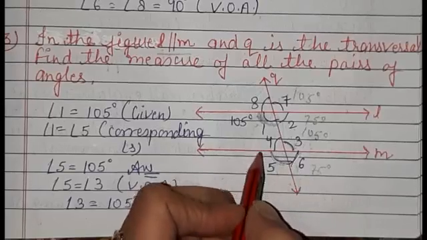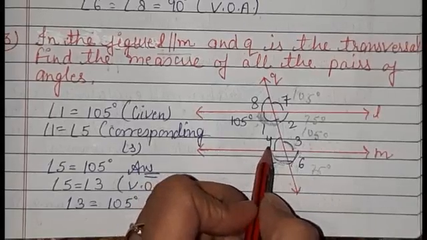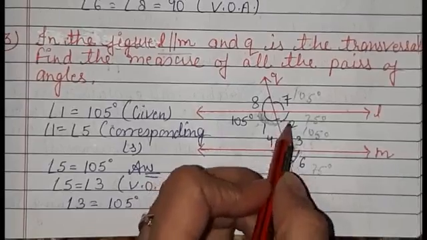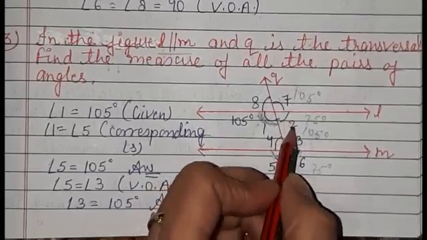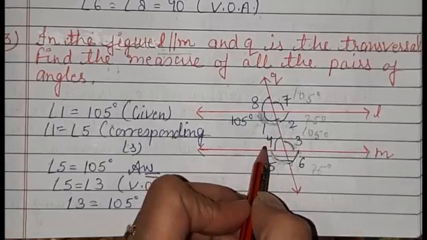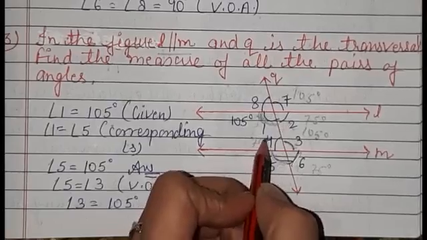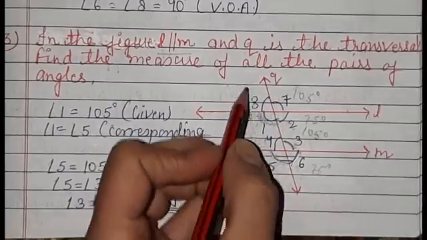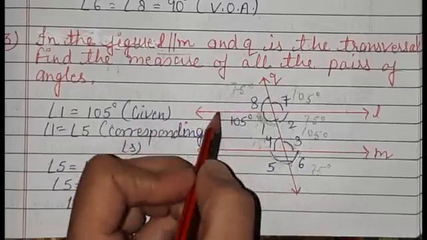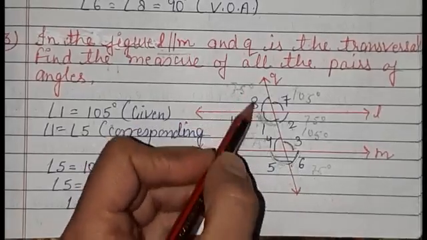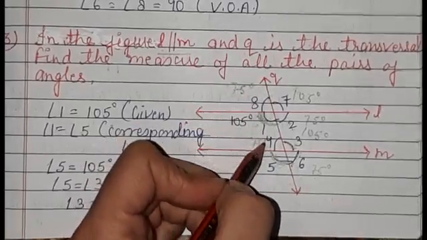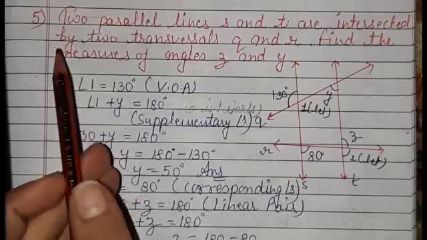Right? So angle 4 we can calculate by taking these two angles. Angle 2 is equal to angle 4, alternate interior angles. So this will also be 75 degrees and angle 8 is also 75 degrees because of corresponding angles. Right? Now sum number 5.